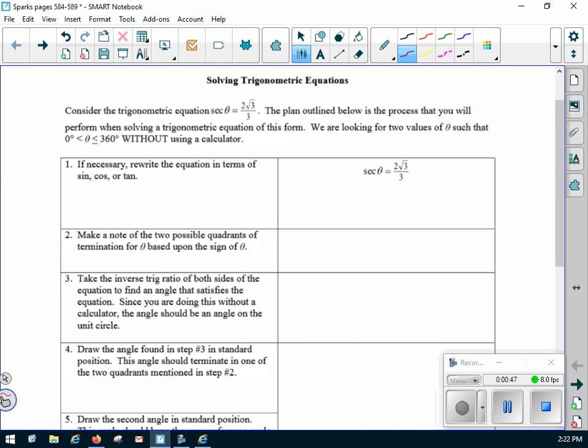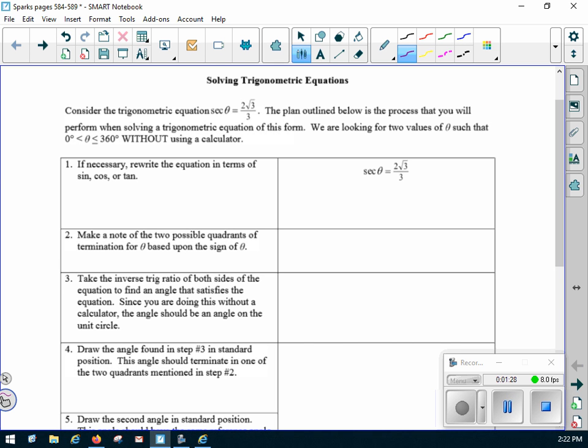Consider the trig equation secant theta equals 2 root 3 over 3. The plan outlined below is the process that you will perform when solving a trig equation that looks like that. We are looking for two values of theta such that the angle is somewhere from 0 to 360 degrees, without a calculator. Now, I'm just going to tell you, I don't use his steps when I solve trig equations, but we're going to go through it the first time using his steps.